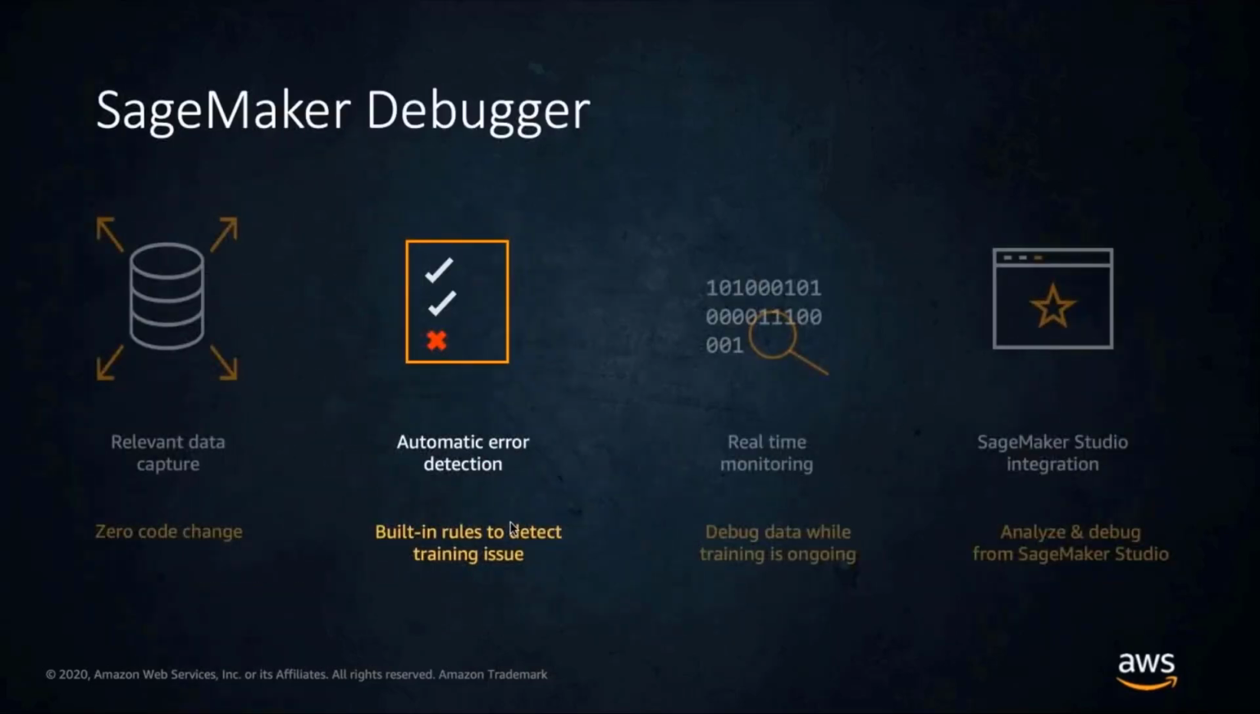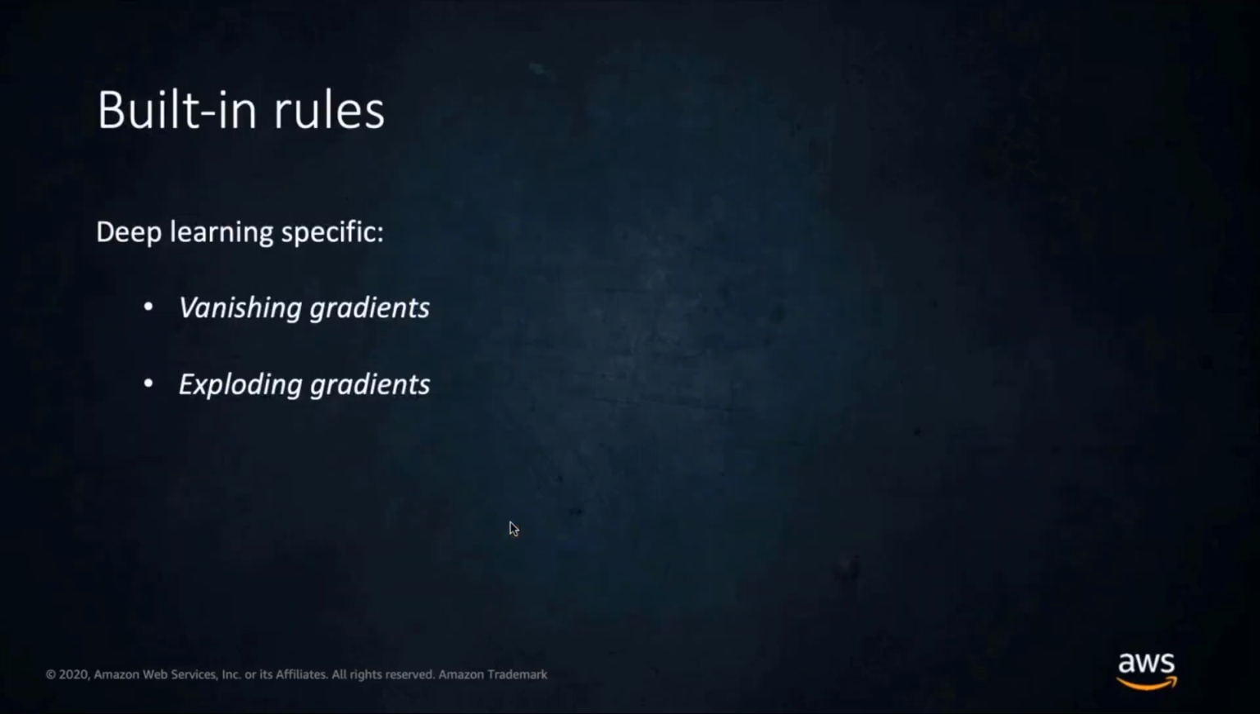So now let's have a closer look at the automatic error detection. SageMaker Debugger comes with 18 built-in rules. We have rules specific for deep learning applications, but also more generic for machine learning applications like XGBoost. The built-in rules we provide are, for instance, vanishing and exploding gradients. This is an issue that quite commonly happens when you train deep neural networks.